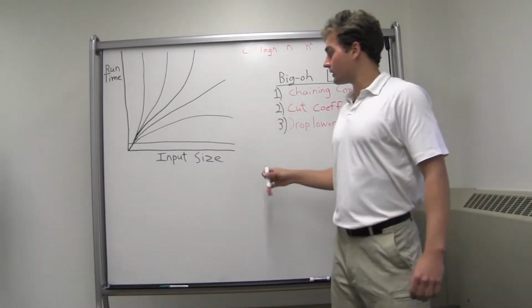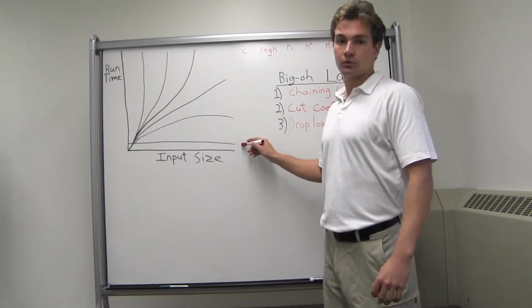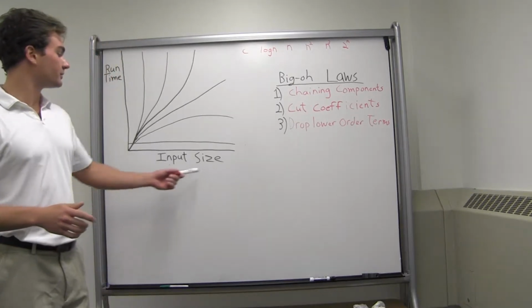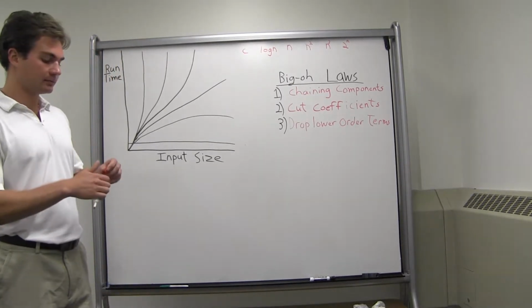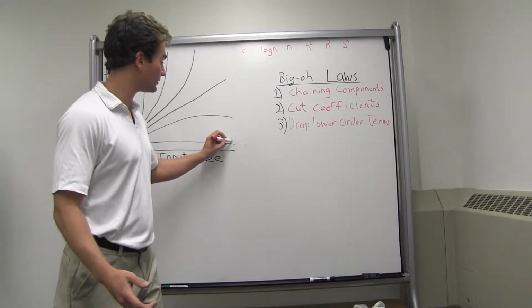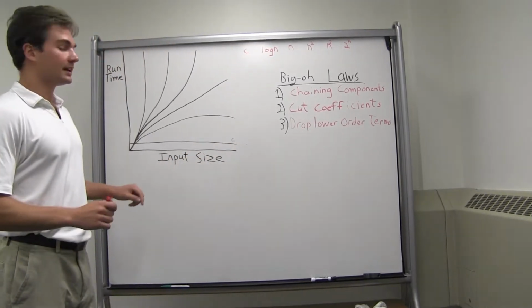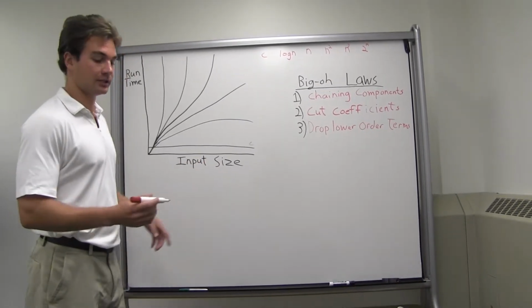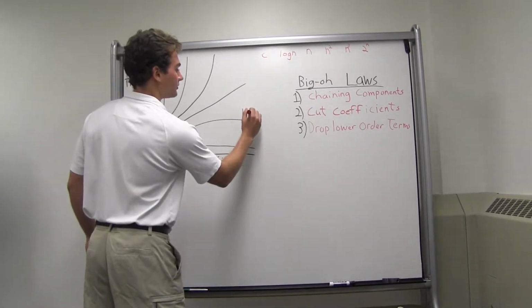To start off, we have this first function, this horizontal line. As input size increases, runtime does not change. We call that constant time, and we'll denote it with a little c. The next function, the one that grows faster than a constant function, is a logarithmic function. We'll say log n.